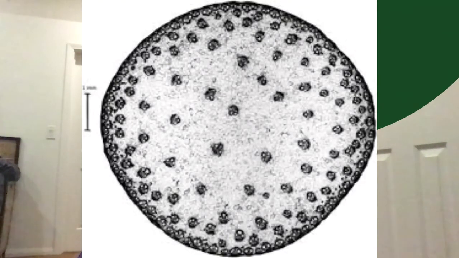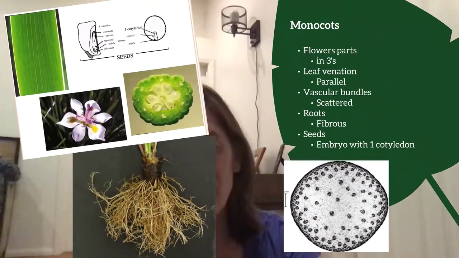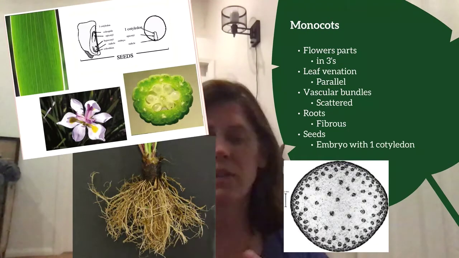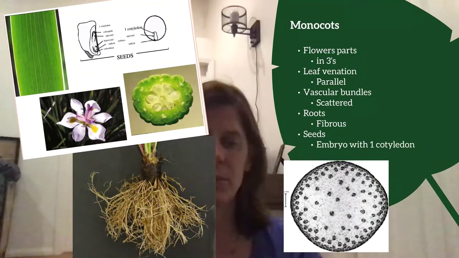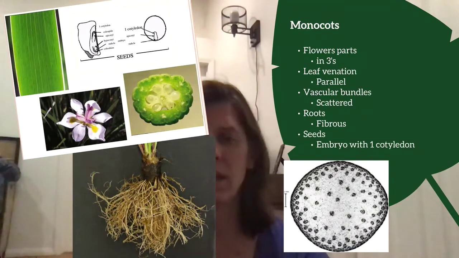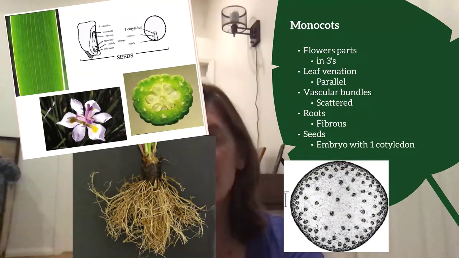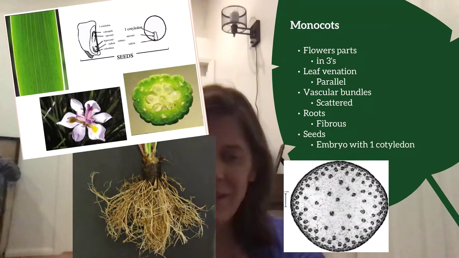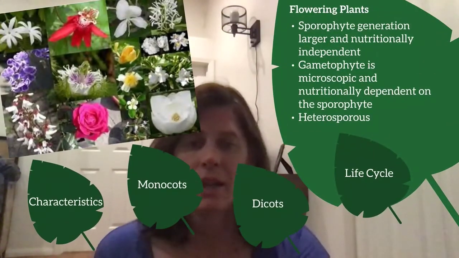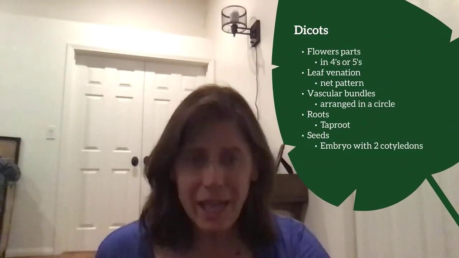all around. Okay, you're going to see something different now in the dicots, and you can remember these things: flower parts, leaf venation, vascular bundles, roots, seeds, and you can just compare the monocots and dicots 1-to-1 like that. So monocots, things that you're familiar with, I mentioned palm trees, grass, irises, lilies, orchids, things like onions. Those are all monocots. Okay, so that brings us to the dicots.